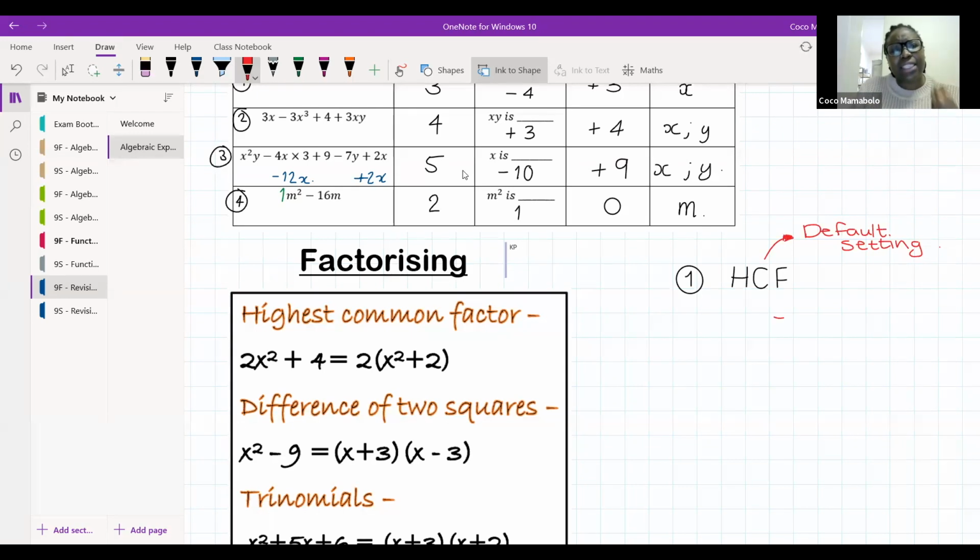So when I say that HCF is the default setting, what I mean is your highest common factor is the first thing you always look for. If there is no highest common factor, then you can look for something else. Give me a thumbs up if that makes sense. Our default setting is HCF. Or rather, let me ask this. What is our default setting? Tell me in the chat, what is the default setting whenever we are factorizing?